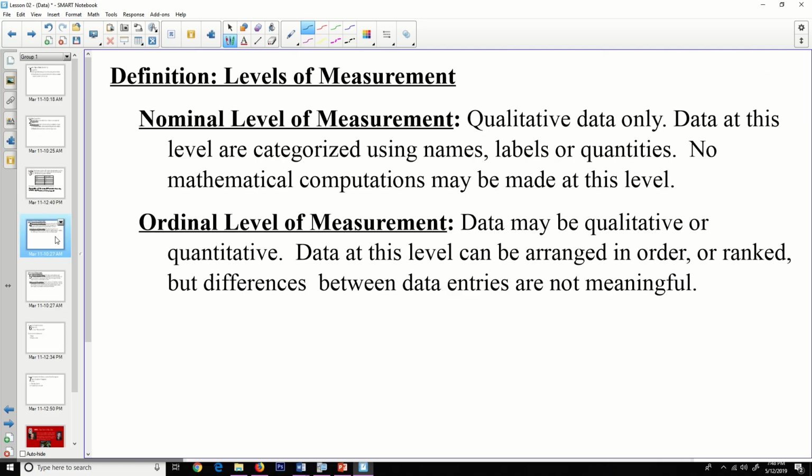Some more definitions. There are 4 levels of measurement. I had to fit it on 2 pages, so that's why there's only 2 here. Nominal level of measurement is qualitative data only. Data at this level are categorized using names, labels, or quantities. No mathematical computations may be made at this level. Ordinal level of measurement, data may be qualitative or quantitative. Data at this level can be arranged in order or ranked, but differences between data entries are not meaningful.